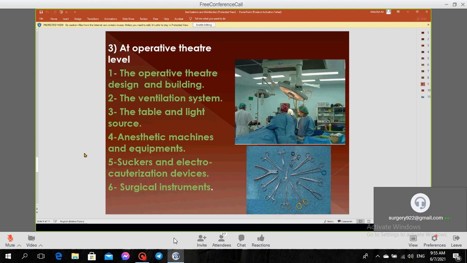Surely the table and the light source are important. Anesthetic machines and equipment are important. Suckers and electrocauterization devices are important and care should be taken of their sterilization and disinfection. Surgical instruments are very important and should be sterilized very properly.